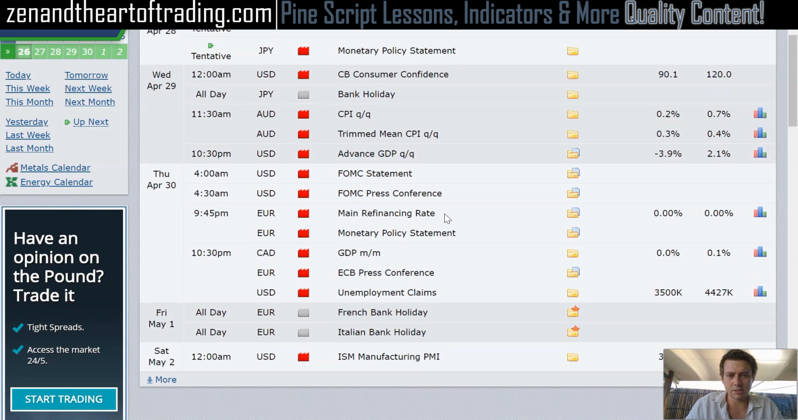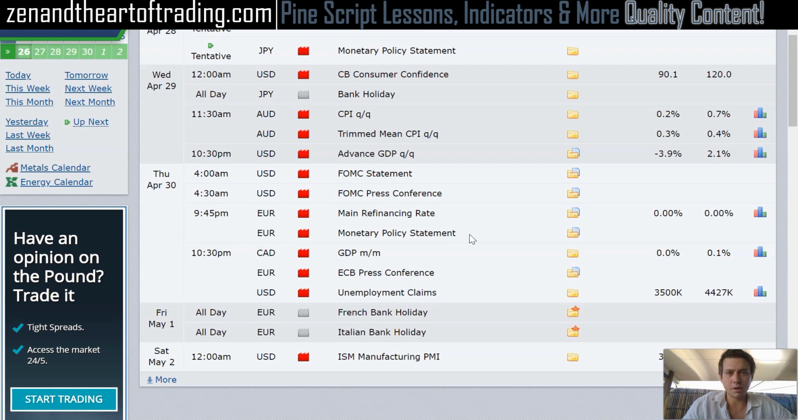That's all that really stands out to me here on the calendar. We've got GDP from Canada as well on Thursday. So US dollar, euro, and Canadian dollar, the loonie as they call it. Those three pairs are going to have a lot of volatility on Thursday, I would anticipate. So be careful trading on Thursday.